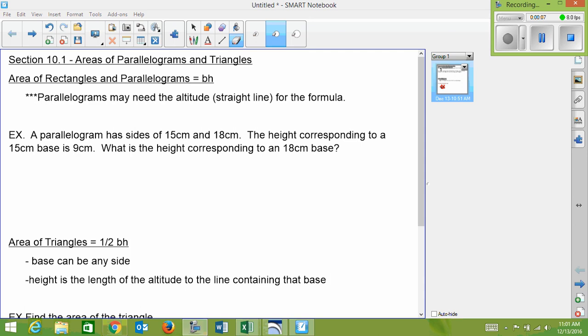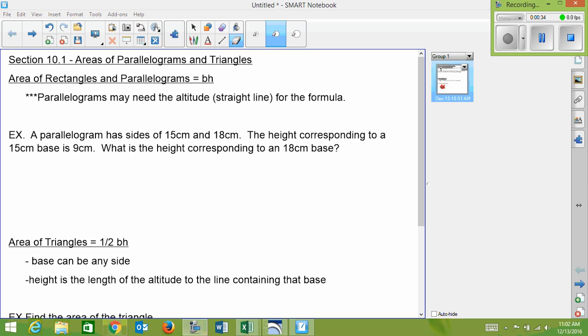And so area of rectangles and parallelograms is base times height. We've done those before. The key thing here is they're adding in a little piece that if parallelograms, depending on their shape, you might need the altitude, which is the straight line from a vertex across so that it makes the right angle. So you might have to find the height if it's one of those slanted figures to be able to use the formula correctly.